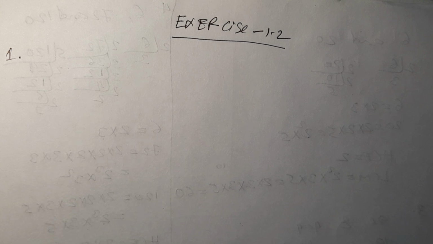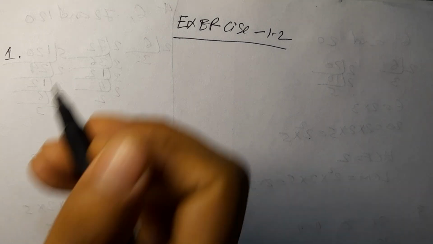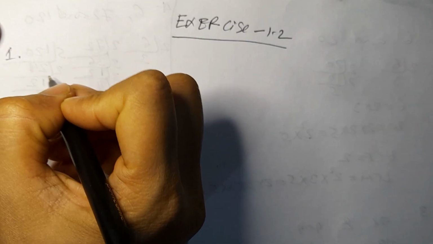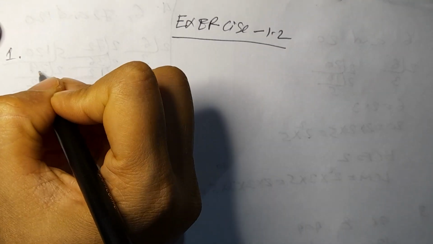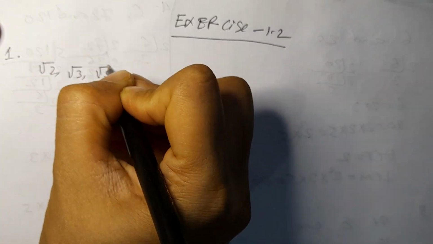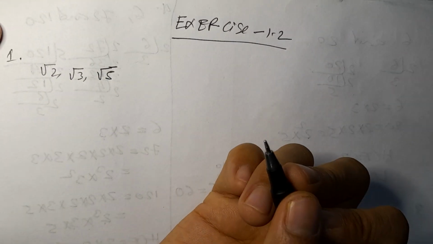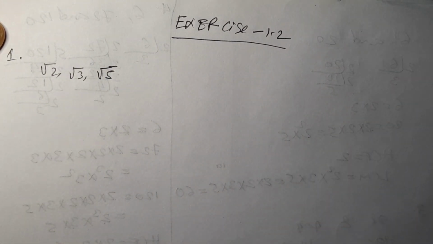Chapter 1, Real Numbers, Exercise 1.2. Here we have to prove that certain numbers are irrational. In the syllabus, after root 2, root 3 and root 5 are included. First, we know it is an irrational number. But first, what is an irrational number?